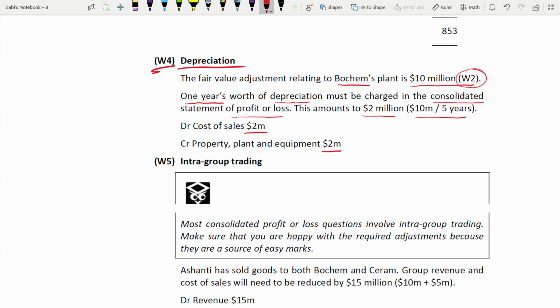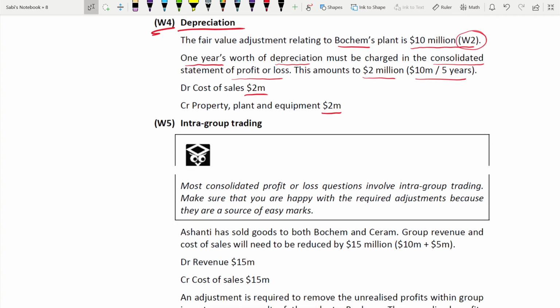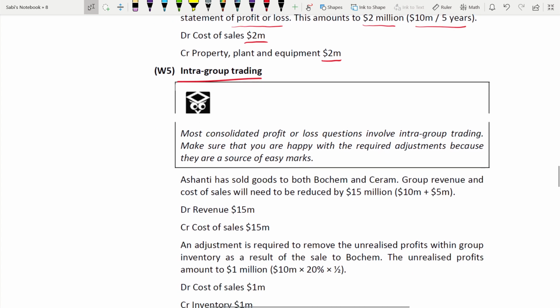Coming to the next working, which is intra-group trading. Please put a label like this. You see, one word only, intragroup trading. Let us see what the tutorial note says. Most consolidated profit and loss questions involve intragroup trading. You see, most of them. Very hardly will you see one where it is not there.